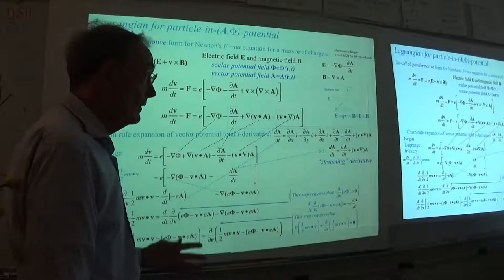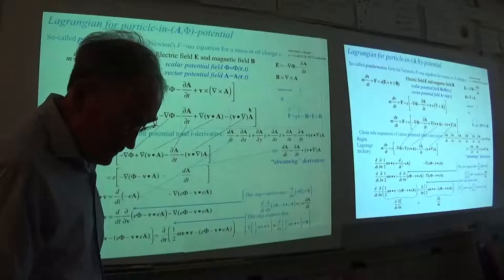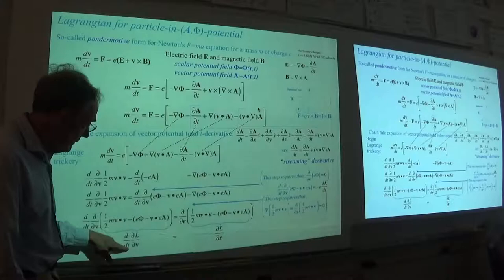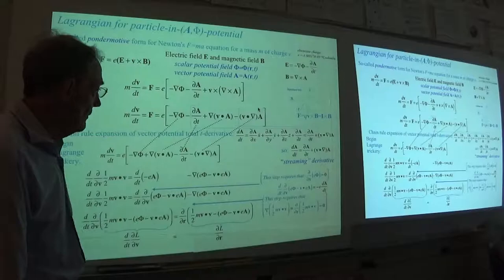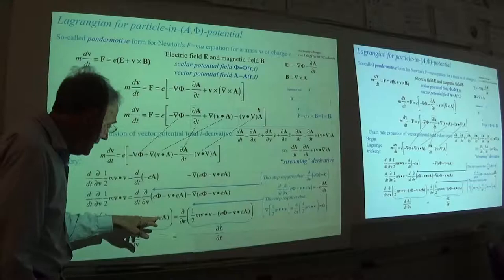So I'm going to push all this stuff up a little bit to make some room there. And there's the usual symbols that we use to indicate the spatial derivative of the Lagrangian is equal to the time derivative of the velocity gradient. So that's getting a Lagrangian. This is the Lagrangian for a particle in an electromagnetic field.